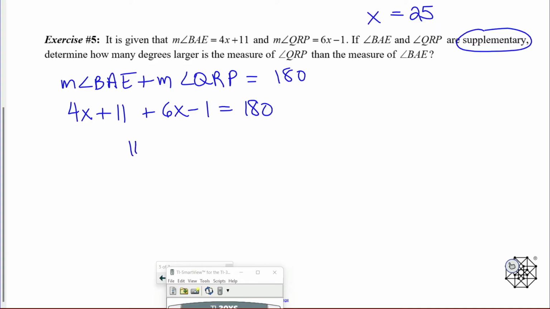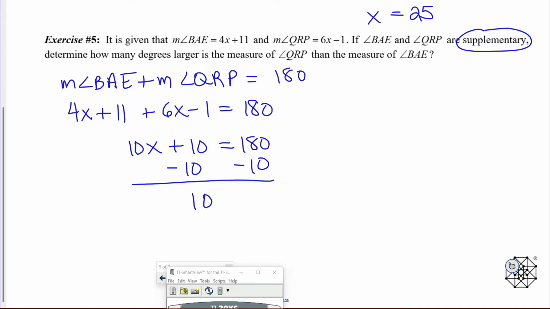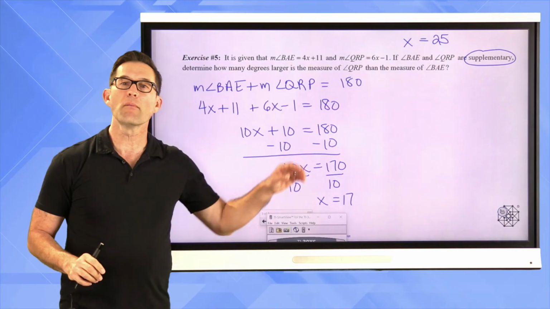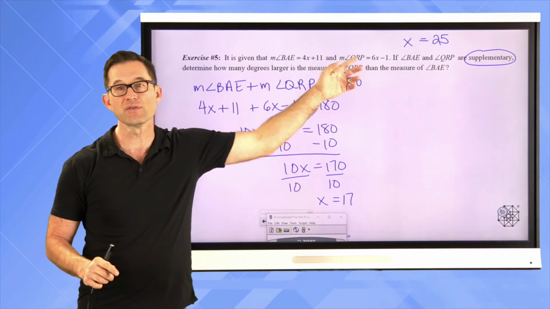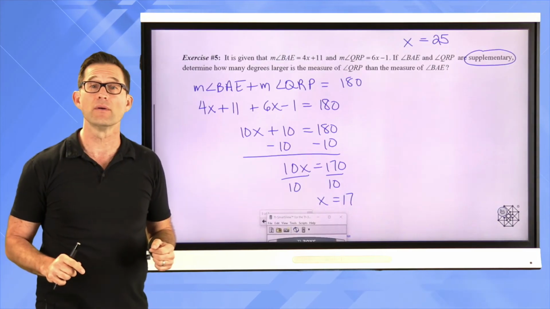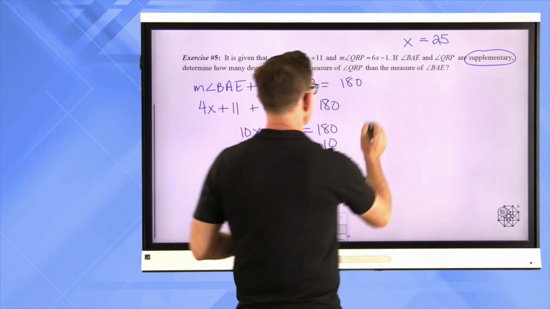Now we can combine some like terms. That's 10x plus 10 is equal to 180. Hopefully now I can do my algebra right. Subtract 10 from both sides. I'm going to get 10x is equal to 170. Divide both sides by 10, and I'm going to get x equals 17. Great. But now keep in mind, we want to know how much larger QRP is than BAE. So the first thing I need to do is actually figure out how big both those angles are.